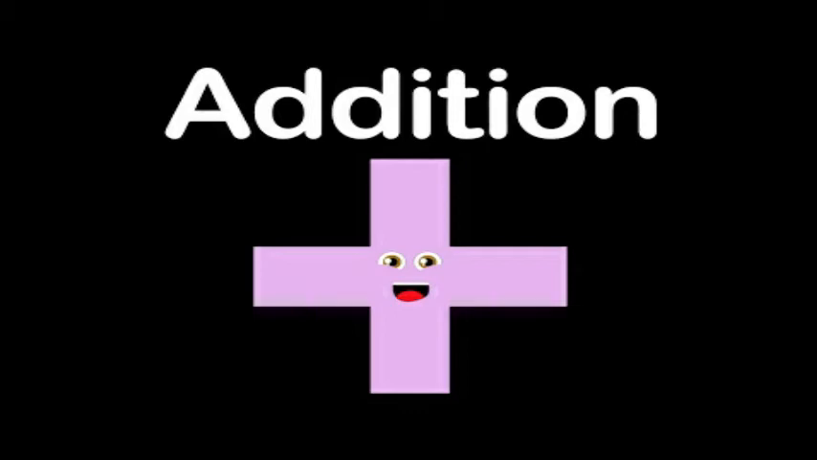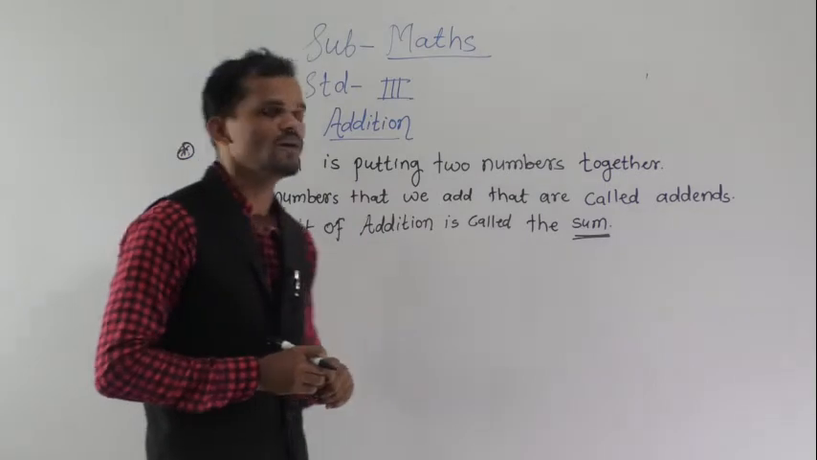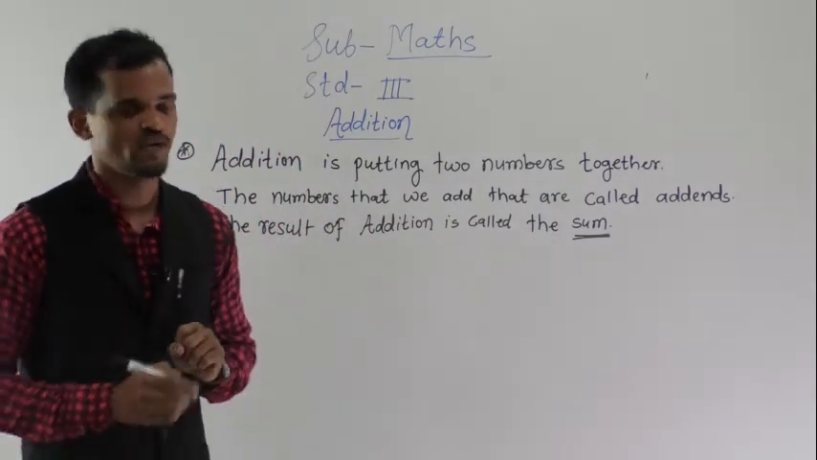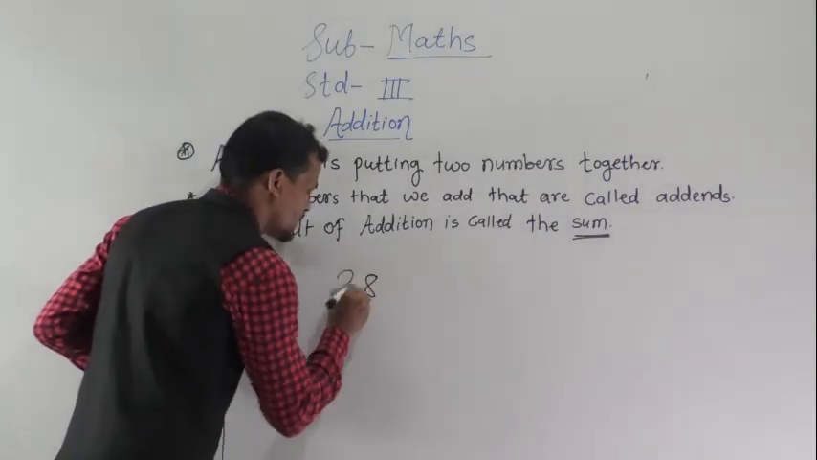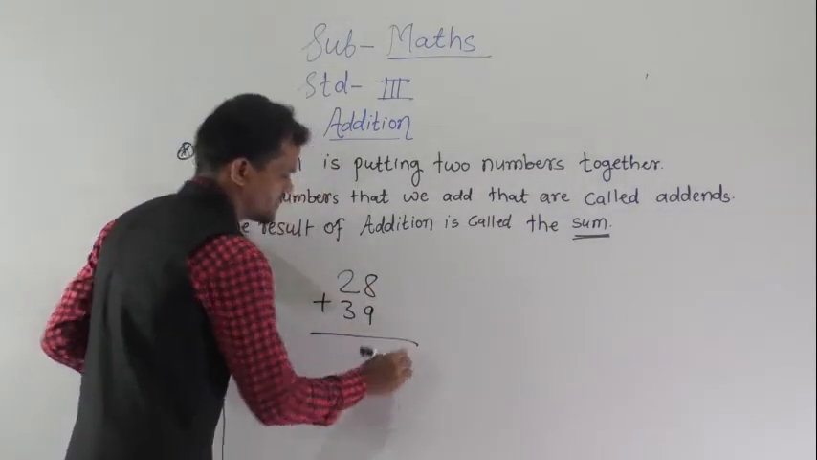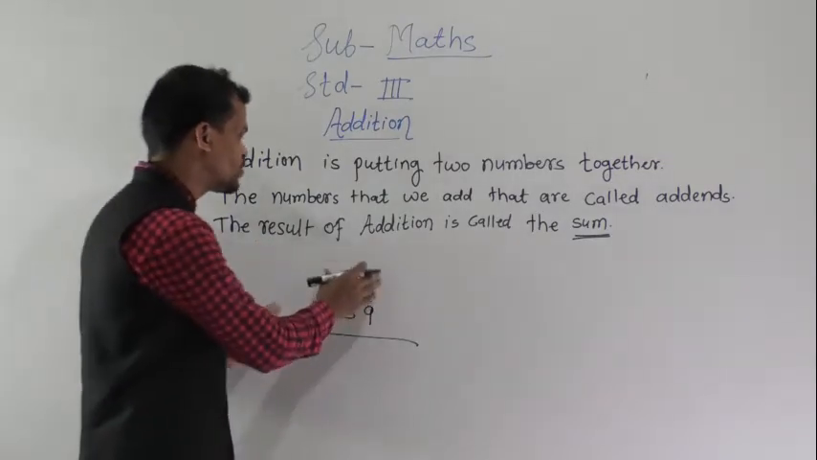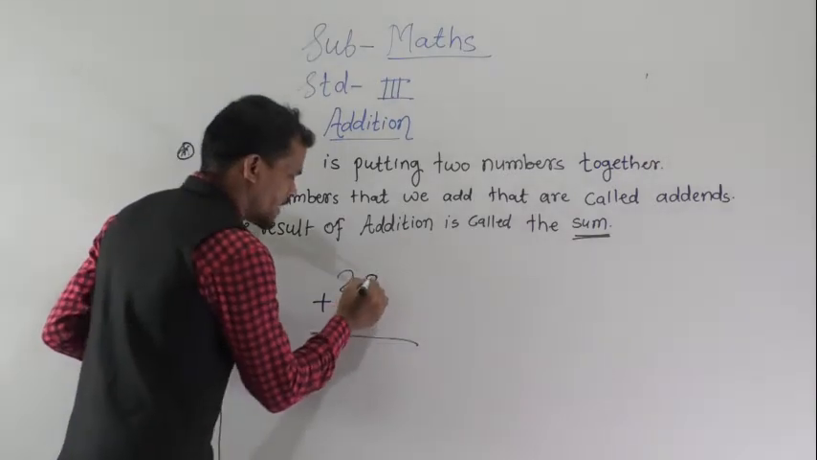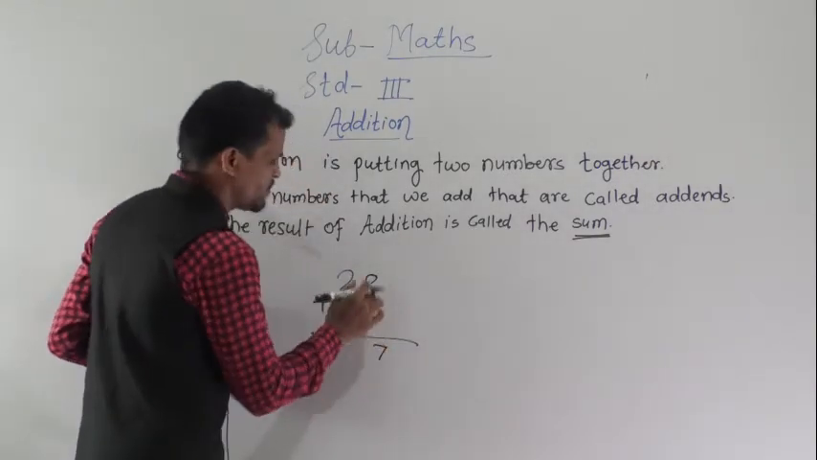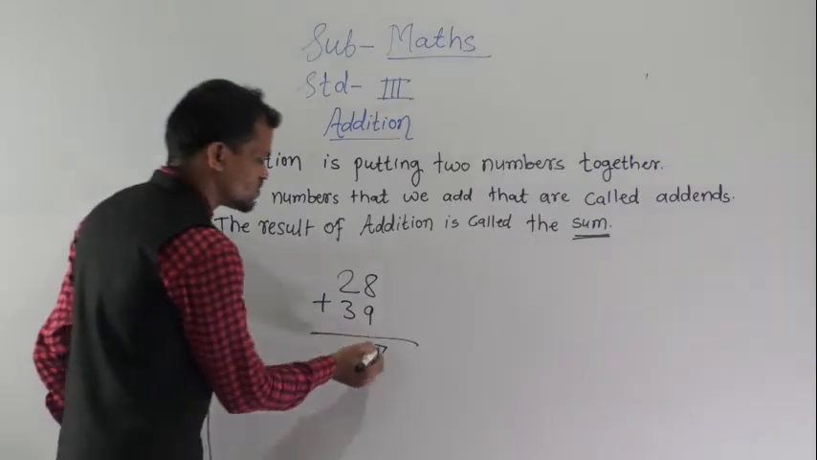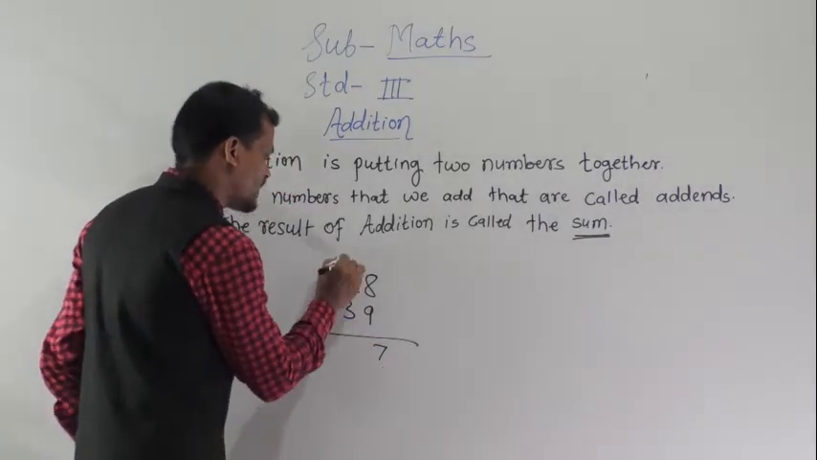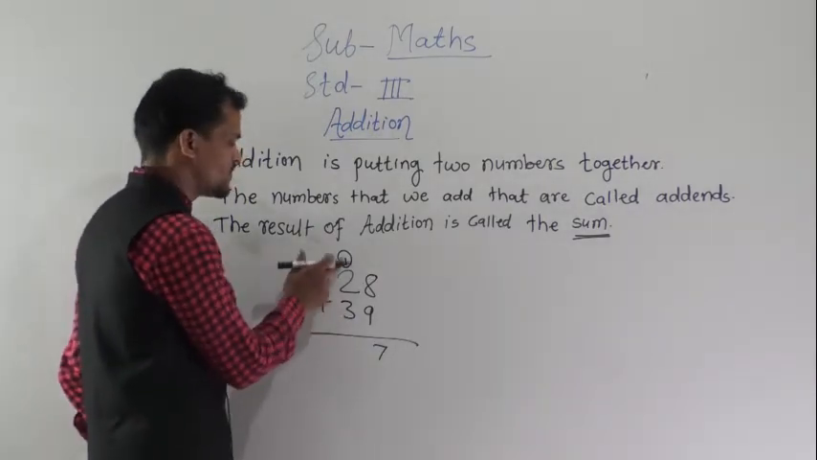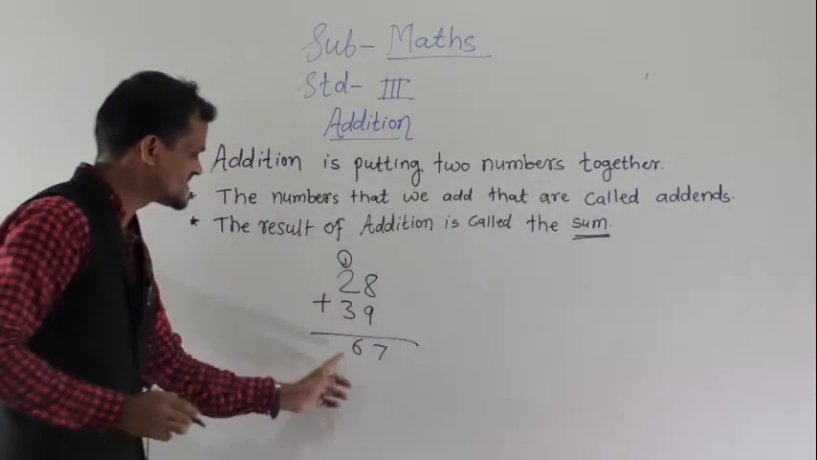See here, addition is putting two numbers together. See here, 28 plus 39. What is meant by addition? We have to put these two numbers together. And see here, 8 plus 9, 17. So 7 we write at the ones place and 1 we carry to the tens place. Now 2 plus 3, 5, 5 plus 1, 6. So 67.